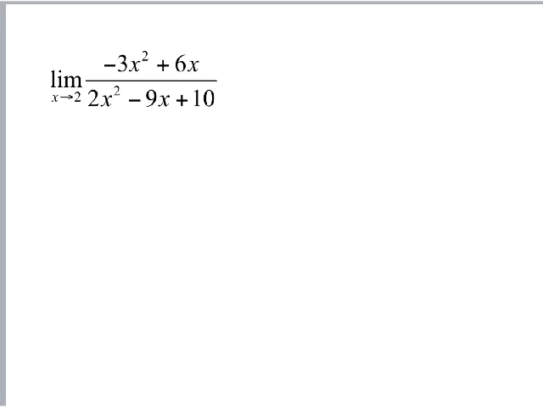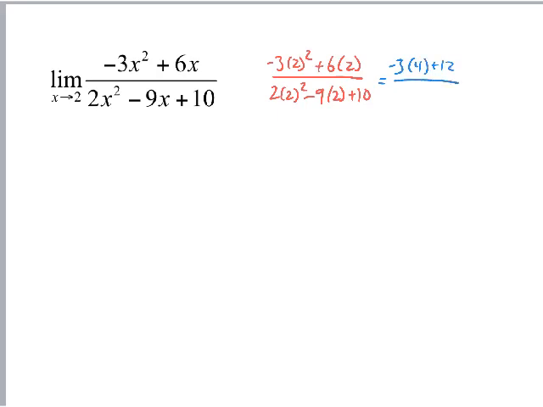So when we plug in 2, we get negative 3 times 2 squared plus 6 times 2 over 2 times 2 squared minus 9 times 2 plus 10. So we do the math here, and what we end up with is negative 3 times 4 plus 12. And down here we get 2 times 4, which is 8, minus 18 plus 10. All right. And there we get negative 12 plus 12, that's 0 over 0.